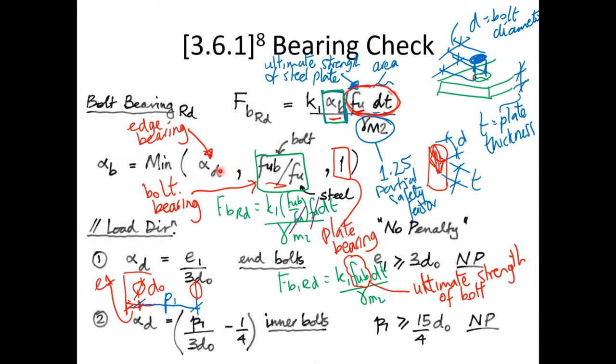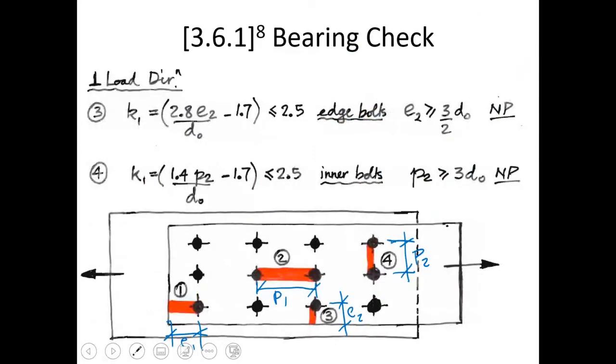Okay, so we went through that in detail the other day, where we have the different formulas. The only one that really we have to do a bit of calculation on is alpha D. We're given the formulas for the end bolts and for the inner bolts here, where e1 is the edge distance, d0 is the bolt hole diameter, p1 is the pitch distance, and d0 is the bolt hole diameter in there.